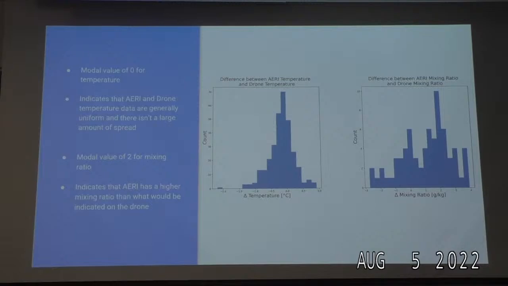It's very difficult to get a perfect data set, but the temperature does show that the modal value is very close to 0. This indicates that it was generally uniform and there wasn't a large amount of spread. However, this wasn't true with the mixing ratio, and it was a little bit concerning to see significantly different values, and the modal value was 2. So this indicates that the area is showing a higher mixing ratio value and is showing more moisture in the air than would be indicated by the drone.